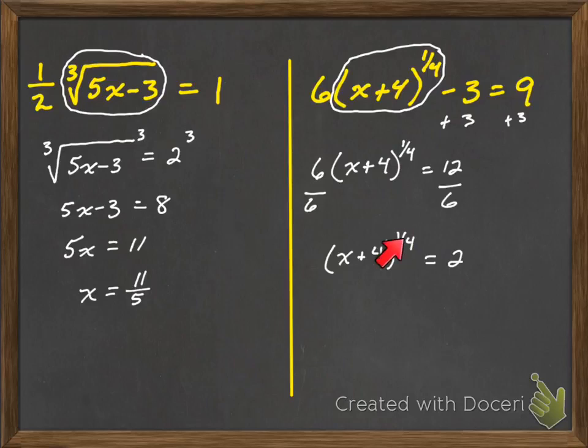This is a fourth root, which means to get rid of this, we need to raise both sides of our equation to the 4th power. So you can think of this property right here. When you take an exponent and raise it to another exponent, you multiply those exponents together. And 1/4 times 4 is 1, which gives us x plus 4 to the 1st power, and then 2 to the 4th power is 16. All right, and then the last step is subtracting 4, which gives us 12.